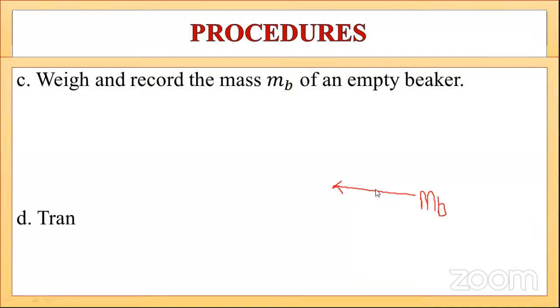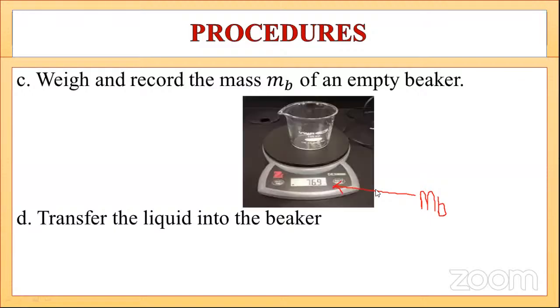We are saying we weigh and record the mass MB of an empty beaker. Then after doing that, we shall transfer this liquid, whose volume we already know, into the beaker. You can see my liquid in the beaker. This is the mass of an empty beaker. We are calling it MB.